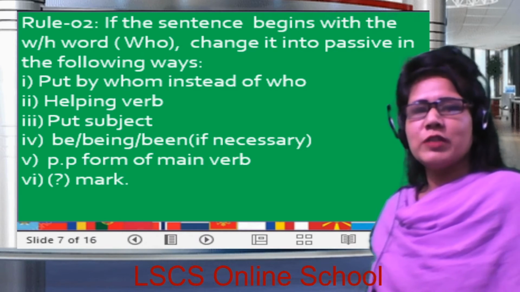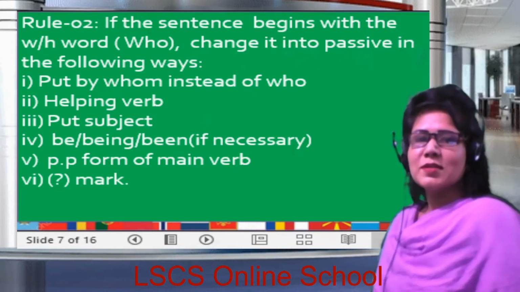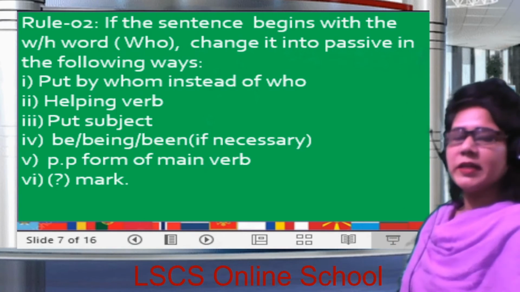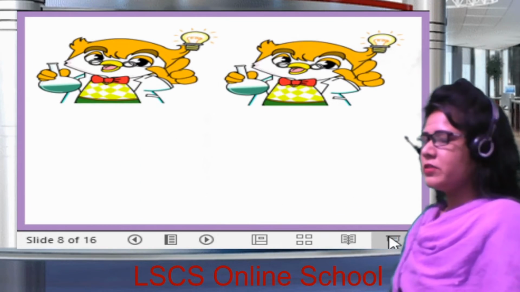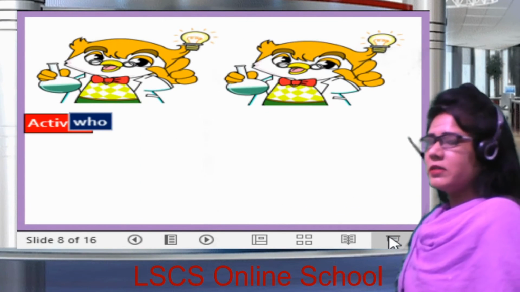In interrogative sentences, dear learners. So dear learners, আমরা example দেখে নেই next slide এ. Just follow carefully, dear students. Okay, first see, dear students, this is active.